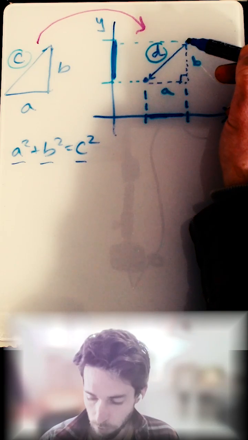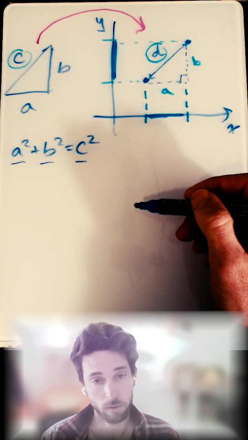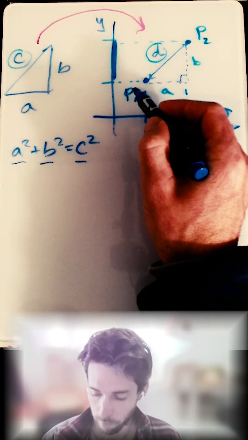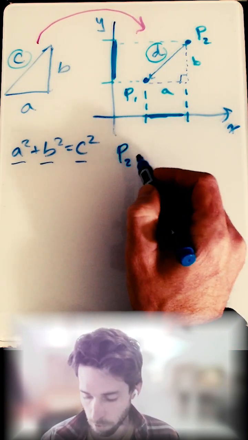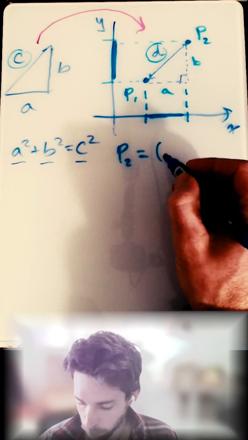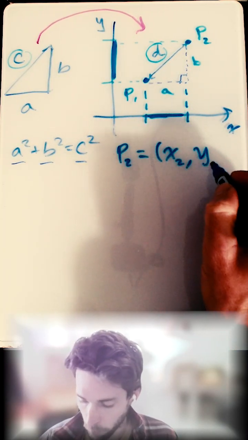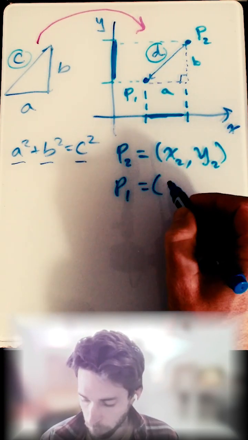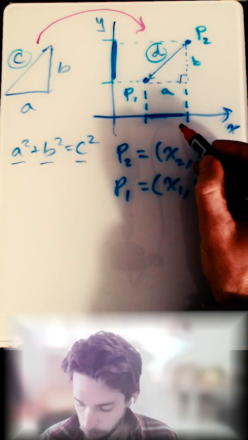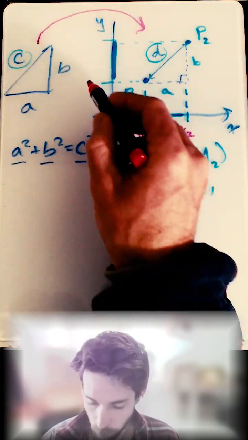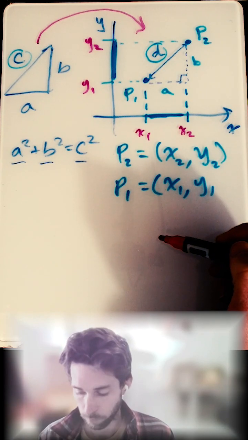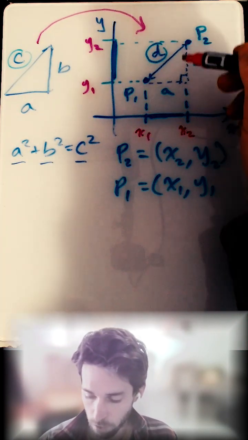So we have to give these 2 points names. Let's call this point 2 and this point 1. So what is point 2 equal to in terms of the x and y coordinates? Let's give it a name. Let's call it x2 comma y2. And let's call point 1 x1 comma y1. So this becomes x2, x1, y1, y2. We're just translating our x and y coordinates across the plane.